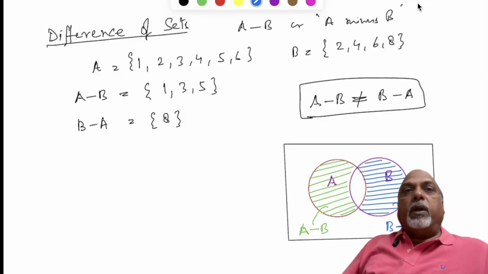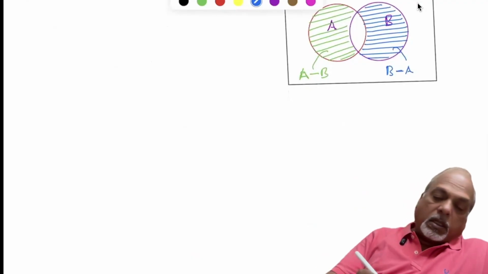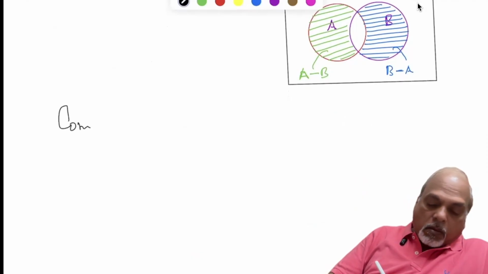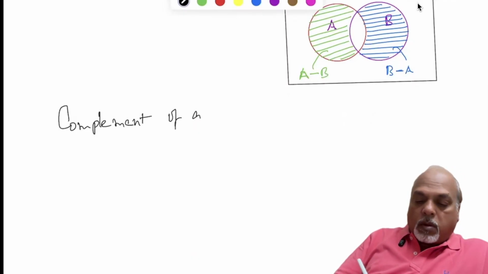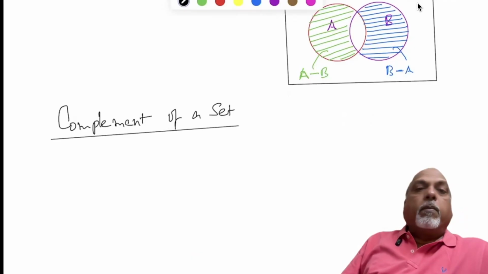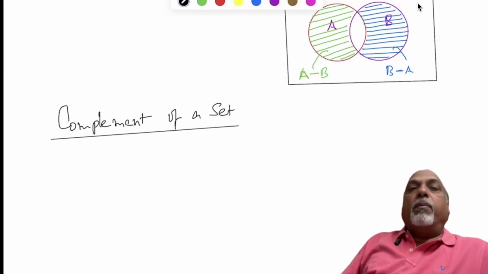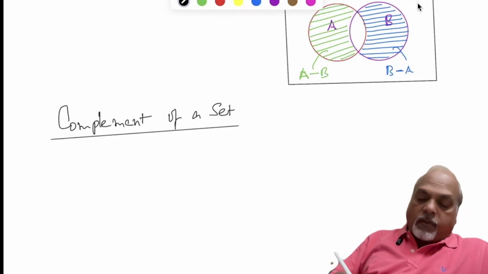Now, let us see further what is remaining in the chapter. That is complement of a set. What is complement of a set? Complement of a set is basically, suppose you have a universal set.